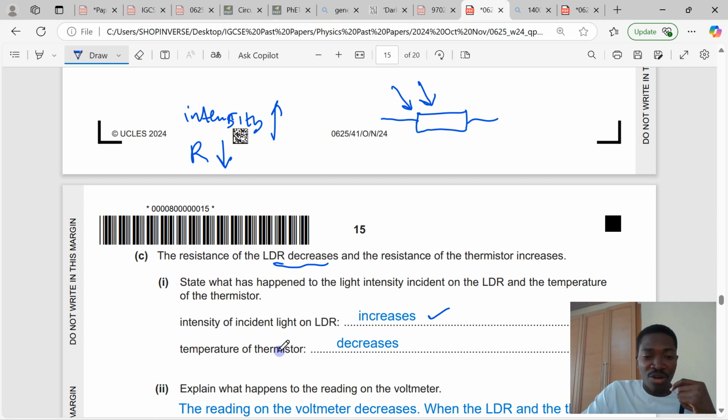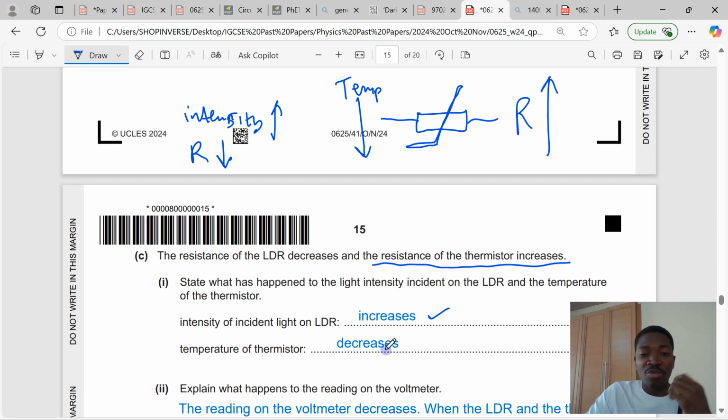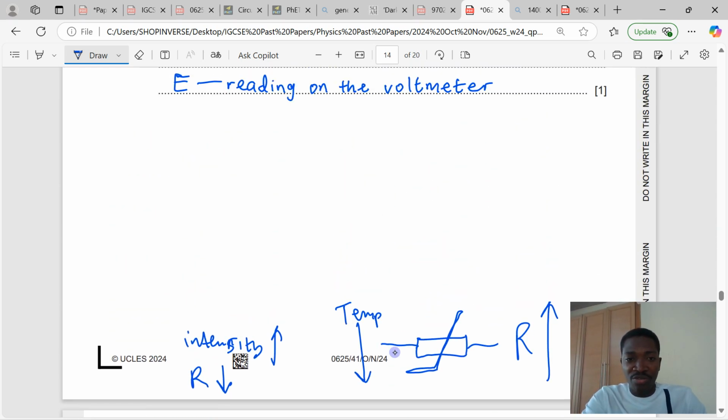And as for the thermistor, or temperature dependent resistor, if the resistance of the thermistor increases, the temperature of the thermistor must have decreased. That's the only thing that can cause its resistance to increase. Explain what happens to the reading on the voltmeter when this happens.